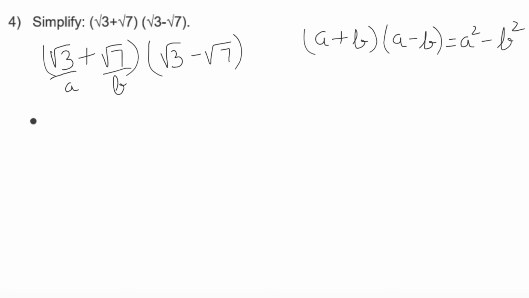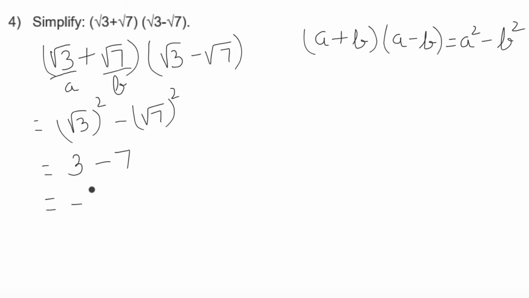So if you go with this formula, you will get under the root 3 to the square minus under the root 7 square, which is equal to under the root 3 square is 3 minus under the root 7 square is 7. Now you will get, because 3 is a smaller number, 3 minus 7 is equal to minus 4.